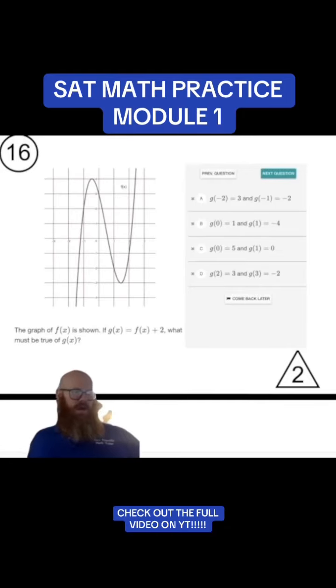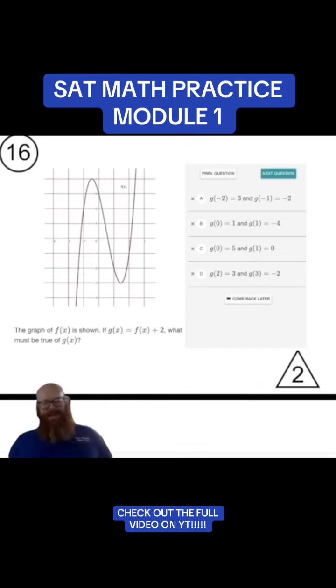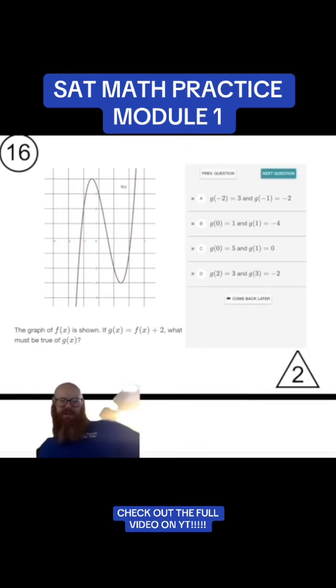So here we have a polynomial graph, and g of x is this f of x plus 2. What must be true of g of x? So what that means is that it's this graph shifted up 2 units.